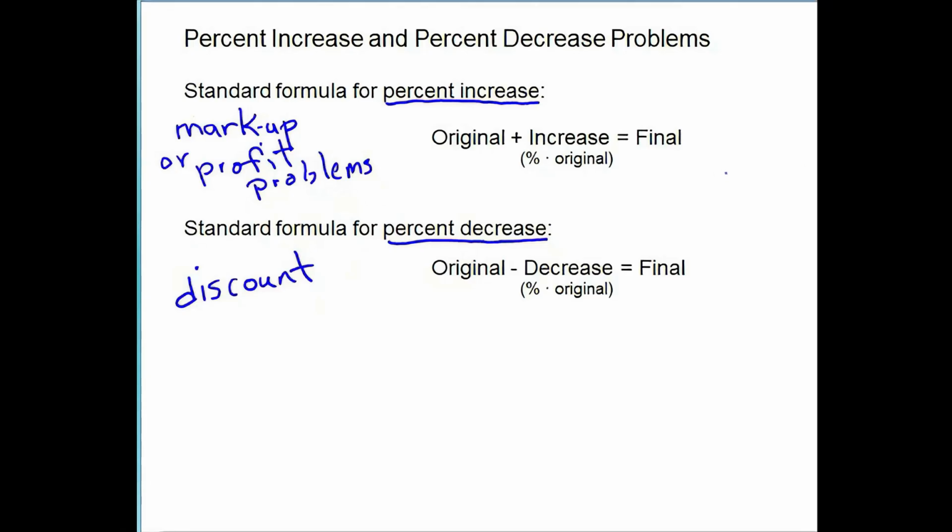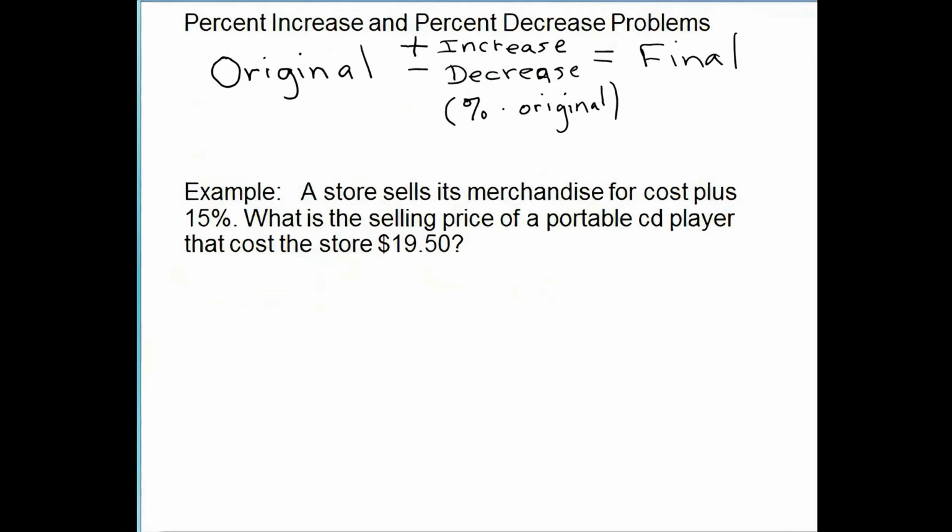Percent decrease problem, standard formula, original minus the decrease equals the final. The decrease is a calculation, percent times the original. And the percentage, again, we will have to plug in as a decimal. These are discount problems, so something's on sale. That's one type. There could be other decrease problems. I usually just go with one formula and then remember to add if it's increase, subtract if it's decrease. Let's look at an example.